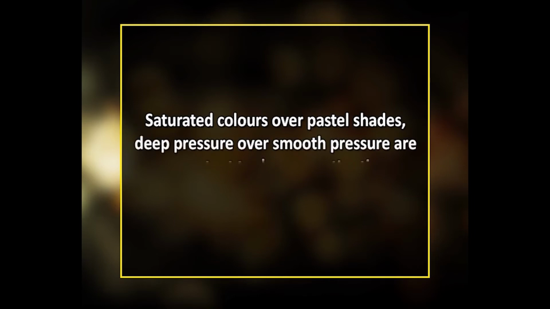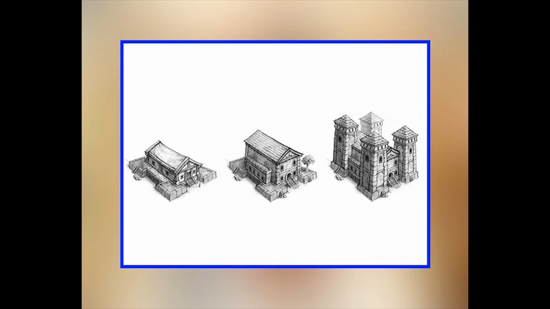Similarly, saturated colors over pastel shades, deep pressure over smooth pressure are prepotent to draw our attention. Similarly, a large object in the environment is more likely to catch our attention than a small object. A large building will be more readily noticed than the small ones. If two stimuli are competing for drawing attention, the one that is more potent will draw our attention first than the other.